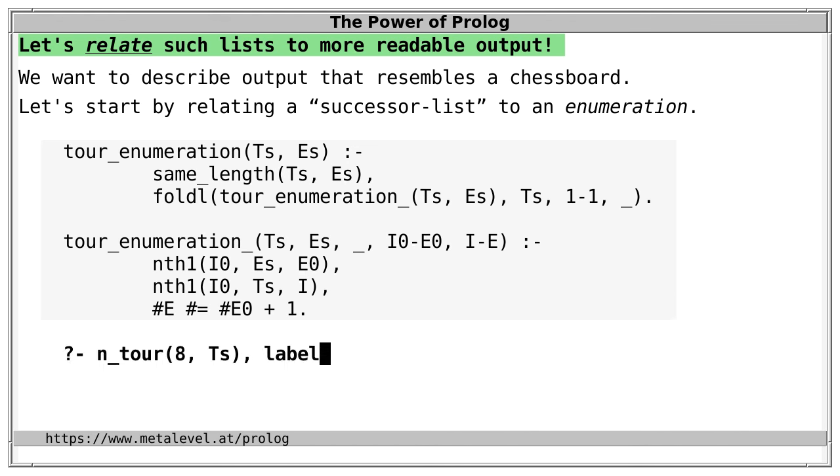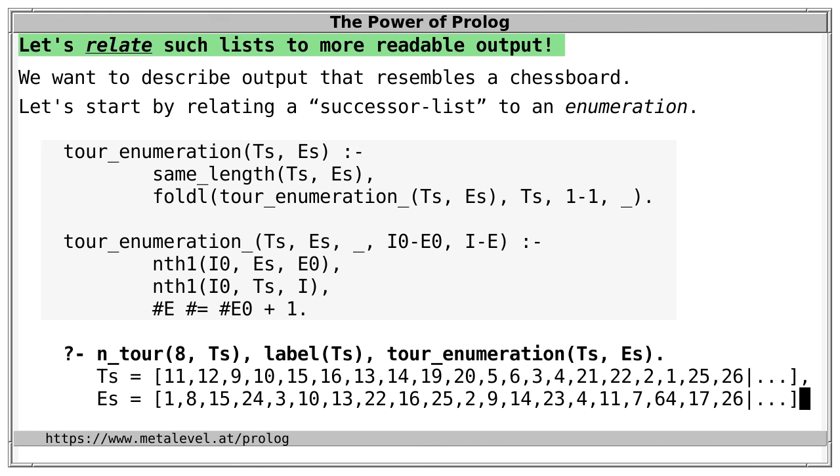Let's ask Prolog for a Ts and the corresponding enumeration Es. Here it is. So now we have the solution in a more readable form. Square 1, 2, 3, 4 and so on, okay? That's nice, but not yet in the form of a chessboard.